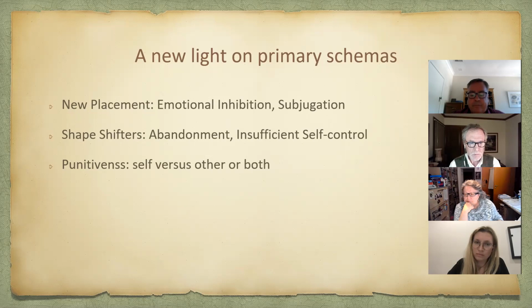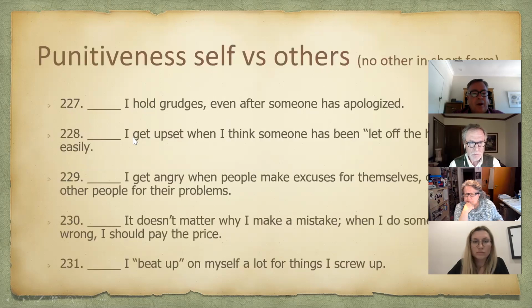Just to make it clearer, you can see in the next slide these are the items from the long form. The first few items on the punitive scale in the long form are all punitiveness to other people. I hold grudges, even when someone has apologized, I get upset. I get angry when people make excuses. That's all punitiveness towards others. And these two down here are examples of punitiveness towards self. In the long form, it's half-half between the two. In the short form, it's only these items that exist.